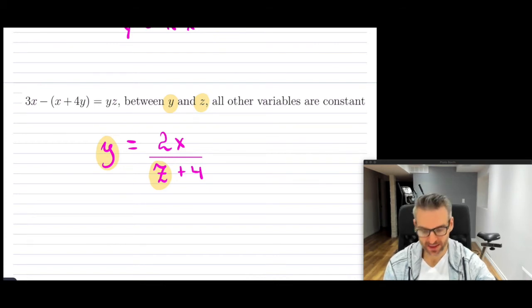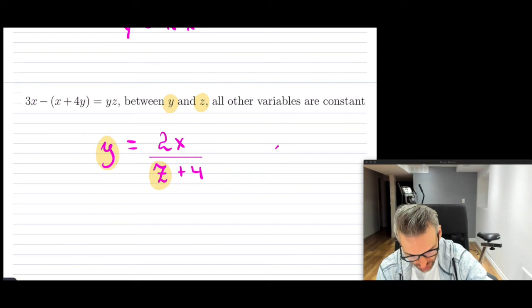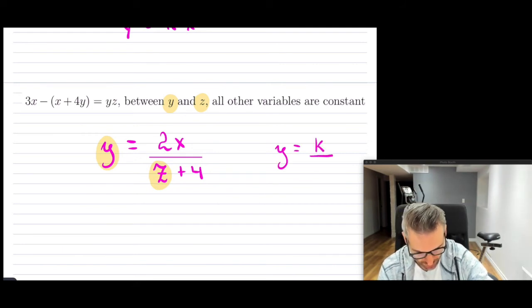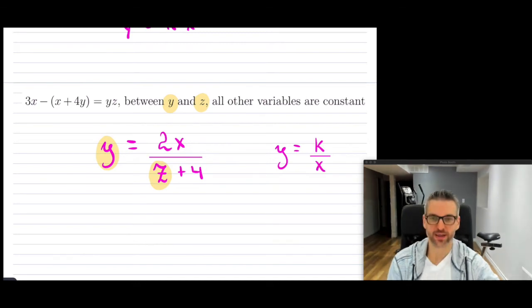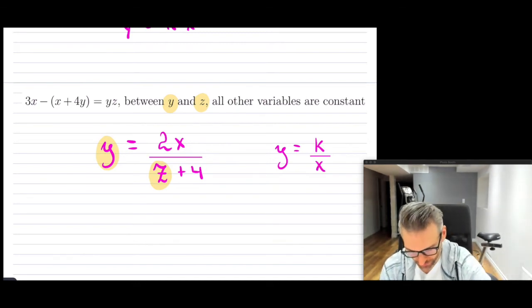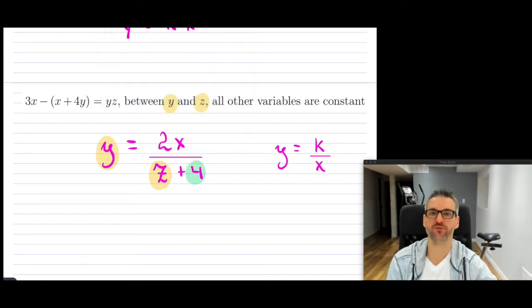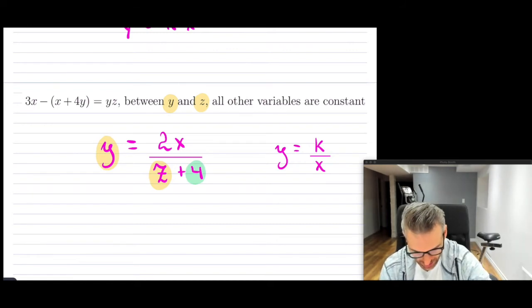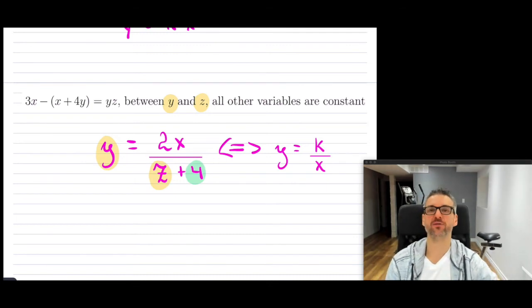The problem is that inverse proportions look like this. They have something on top, which is just one item, and only the variable at the bottom. And here, we do not only have the variable, we have the variable plus 4. And that does not match, so it cannot be an inverse proportion.